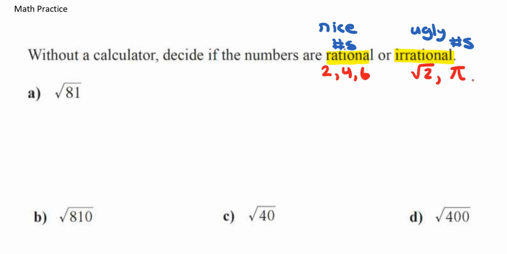So let's take a look at question 1a. The square root of 81, is that a rational or irrational number? Well, I know the square root of 81 is going to be 9, and 9 is a nice number, so this is a rational number.